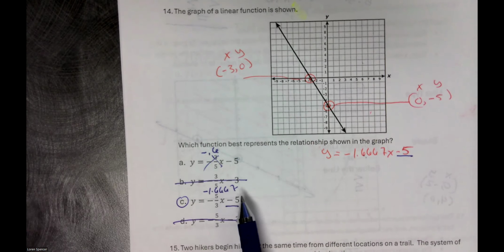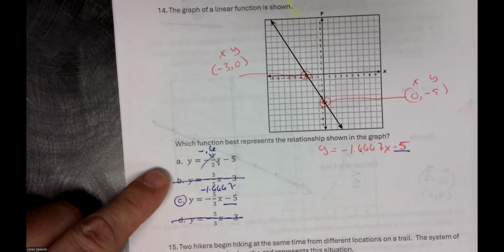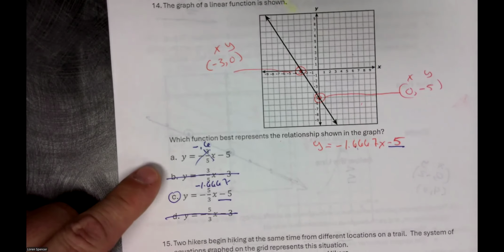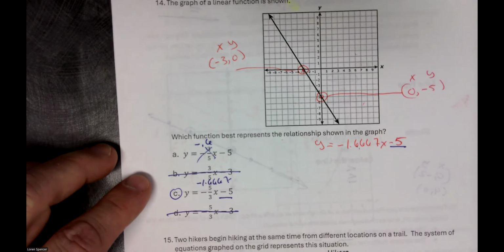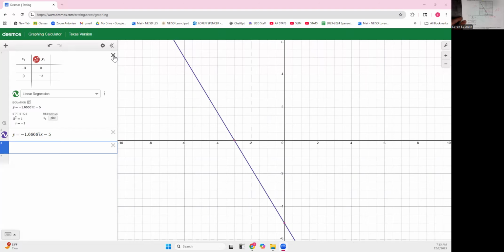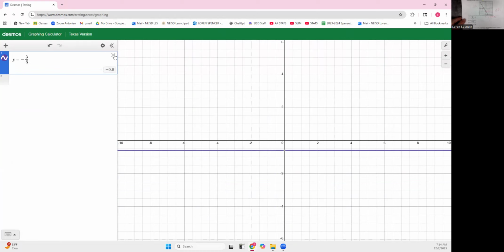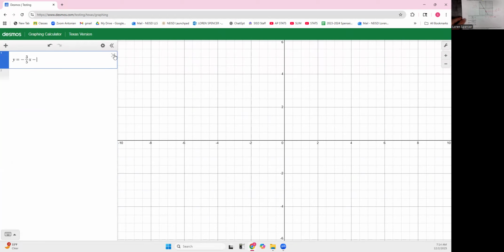The other way to have done it is I could have put these equations into Desmos. So let's do that. So I'm going to switch back over and I'm going to go, which equation actually matches? So you can look at it and just match the graph. So I'm going to move over. And our first equation is y equals negative 3 divided by 5 x minus 5. And look, we're not crossing at the right spot.